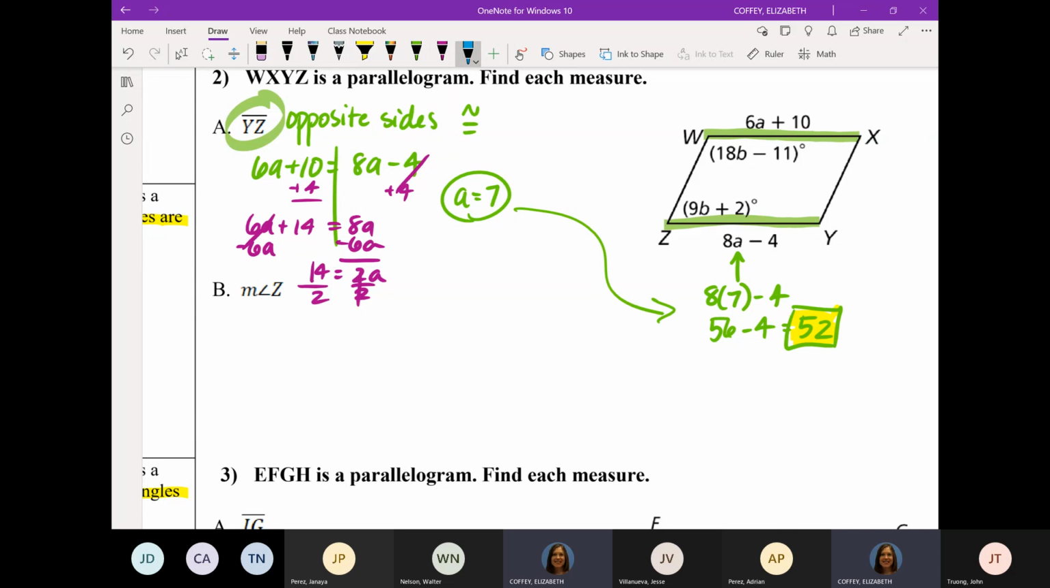Let's try this other one. Now I'm going to set this up for you and help you get started, and then you're going to finish it again. This is asking for the measure of angle Z. So that is our angle right here, which is 9B plus 2. The only other angle we have is W. Okay, so again, I want you to always check and ask yourself, are the angles opposite or consecutive? What do you guys think? Opposite or consecutive?